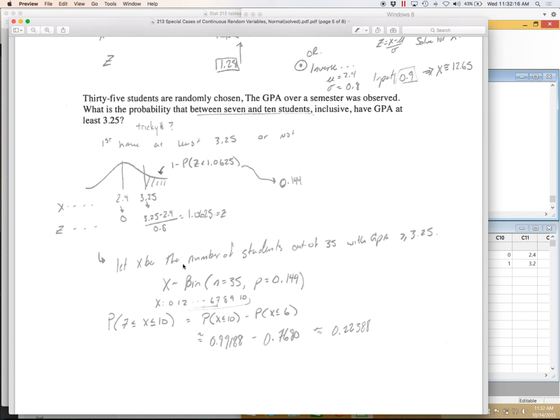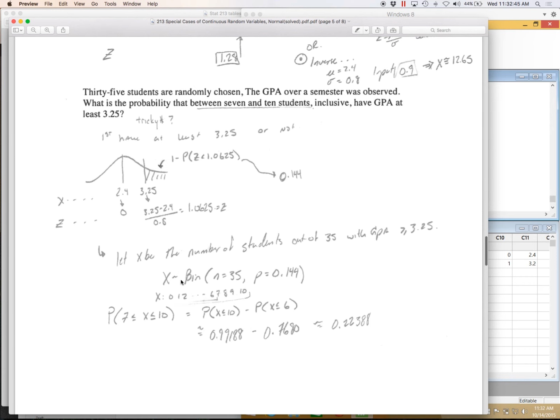Let x be the number of students out of 35 with a GPA higher or equal to 3.25. This actually is binomial. We've got 35 students to choose from. The probability of having a GPA larger than 3.25, we just found to be about 14.4%. Here I needed to use the z distribution to find the probability of success. Now I'm using that probability of success in a binomial way. So this is tricky.